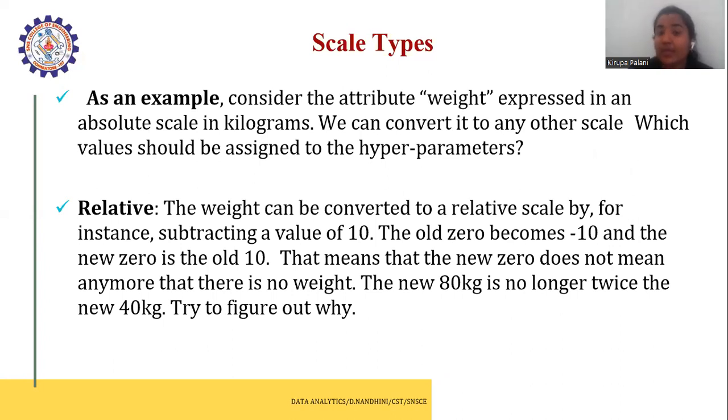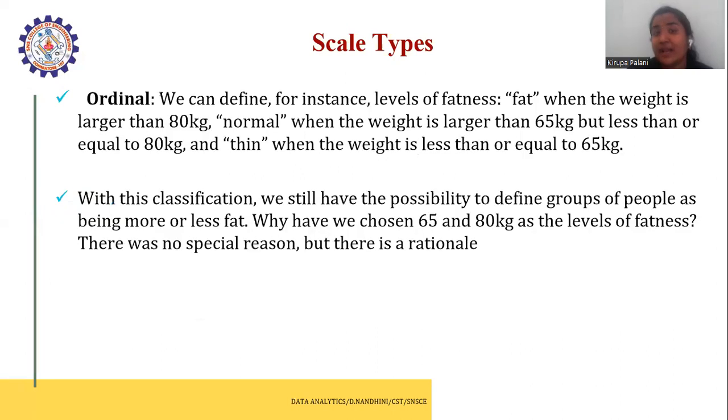Next is the interval scale. The weight can be converted to an interval scale by subtracting a value of 10. The 0 becomes minus 10 and the new 0 is the old 10. That means that the new 0 no longer means there is no weight. The new 80 kg is no longer twice the 40 kg.